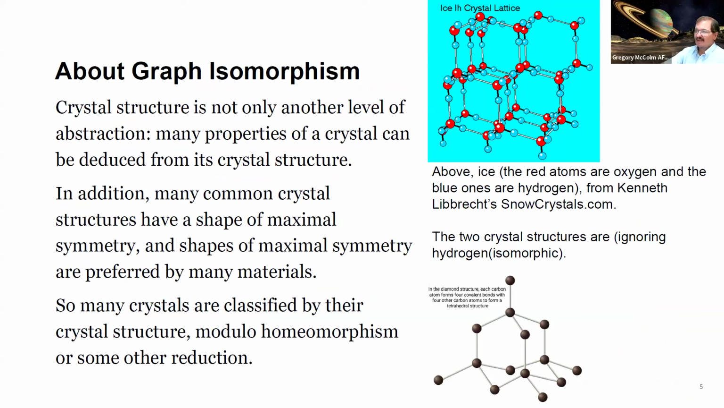Okay, so for instance, at the bottom right are our old carbon atoms. At the top is ice. You will notice that they have the hydrogen bonds drawn in as well as the covalent bonds. If you just have the hydrogen atoms ignored, what you get is something that looks like diamond. You could set up a one-to-one correspondence between the oxygen atoms and the carbon atoms, and a one-to-one correspondence between the edges, and everything would connect up the same way. So you could claim that ice and diamond had the same crystal structure.